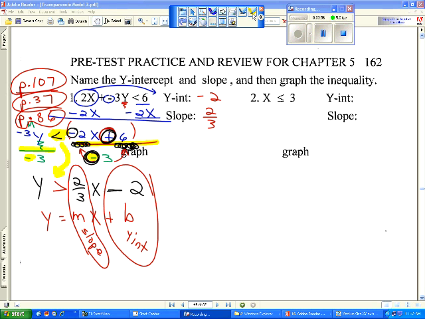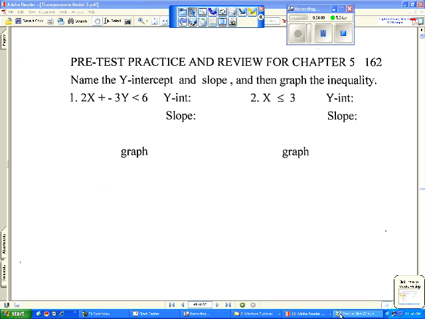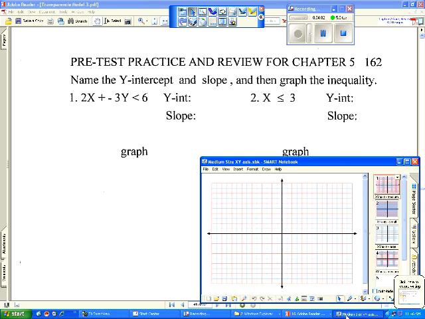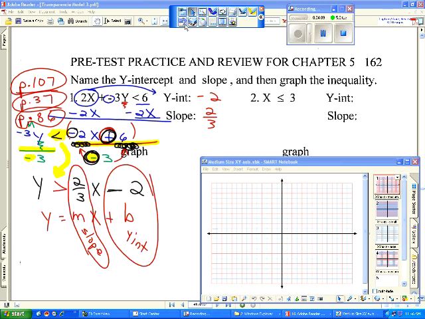And then we're going to graph. So we're going to pull in a graph. And so how do we graph? You do the y-intercept first. It says this thing crosses the y-axis at negative 2. So we go to negative 2 and make a dot.